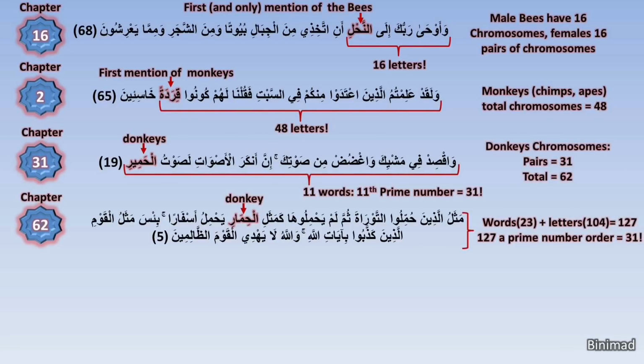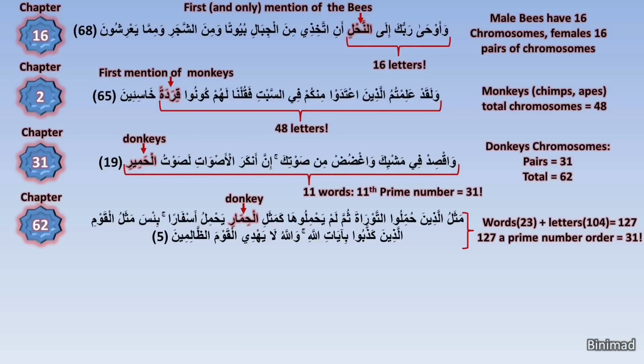The perfect mathematical harmony is beyond words, but to further confirm our path, we see that the verse in chapter 31 has 11 words, and 31 is the 11th prime number. Then the verse in chapter 62, its words and letters sum equal 127, which is a prime number, and its order is 31. We have long passed the shocked and speechless state, and we simply say, Subhanallah.